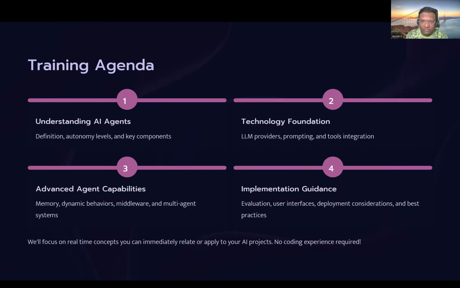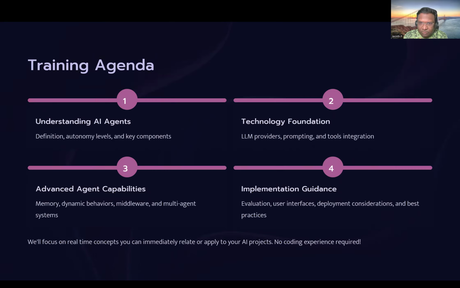So, this is what we will look at. First, we'll define AI agents and break down their autonomy level so that you can assess what's fit for your organization or the project you are undertaking. Then we'll look at the technology foundation. What are different large language models, prompting techniques, and tool integration, just some of the basics.